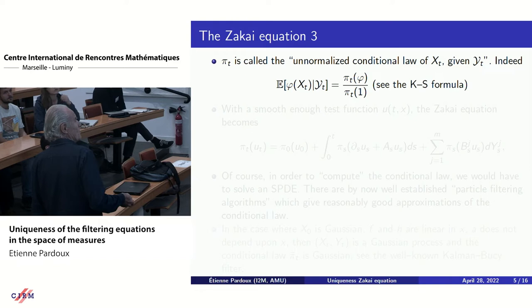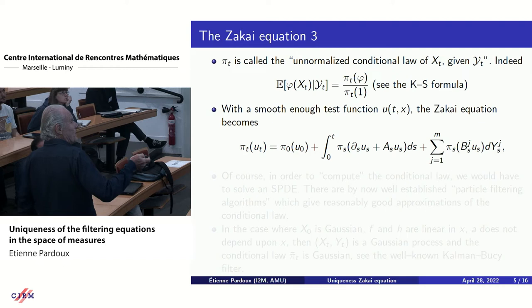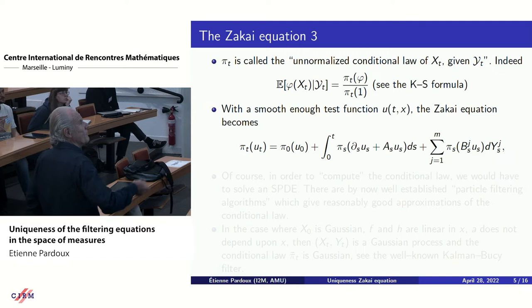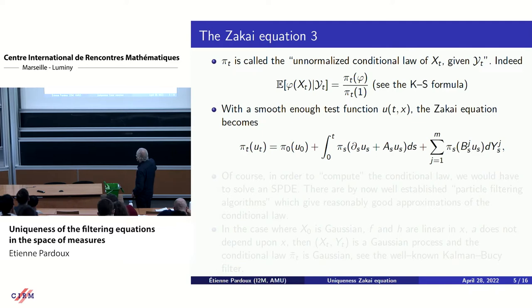Okay, now if I replace, so I had written my Zakai equation with a test function phi of x. Now I change it into a test function which depends both on t and x. And for some reason, I prefer to change notation and write u of t, x instead of phi of t, x. Then the Zakai equation reads like this. And it's quite almost obvious that the only additional thing is the ds derivative of u_s here. So you have this additional term, and except from that, it is the same equation.